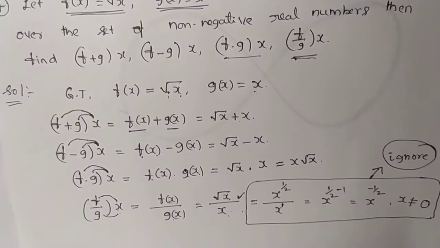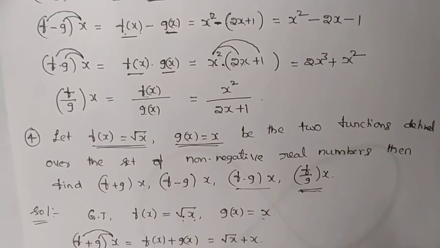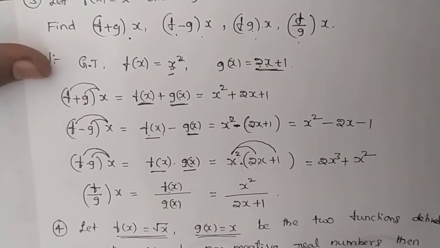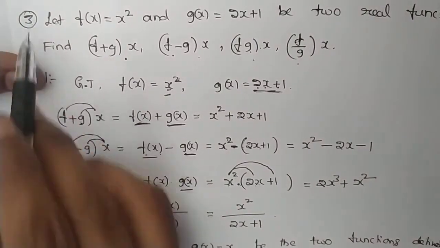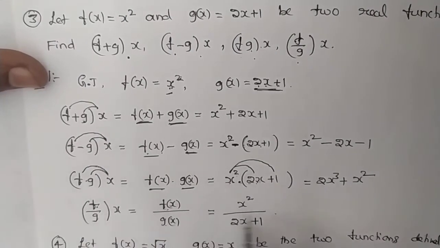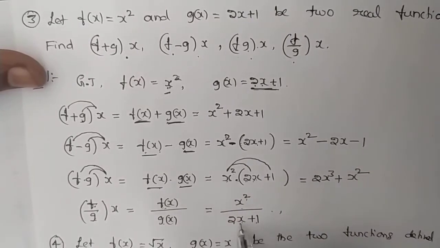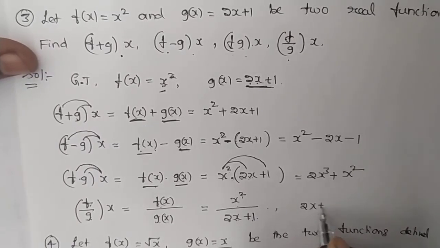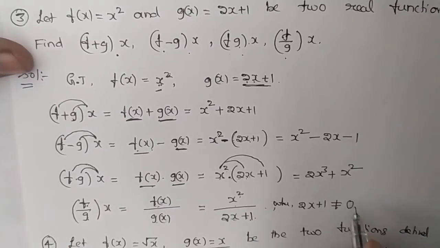One more thing, just come back to the previous problem, the third problem. I forgot to say this. In the third problem, we found the function x square by 2x plus 1 for f by g of x. Here the condition is that 2x plus 1 should not be equal to 0.